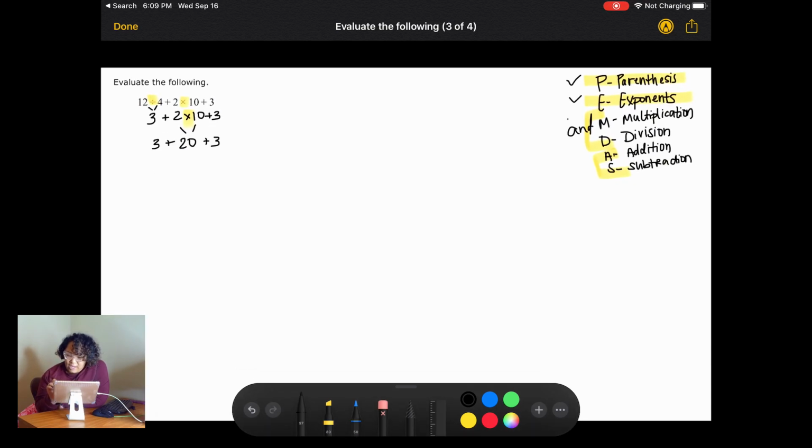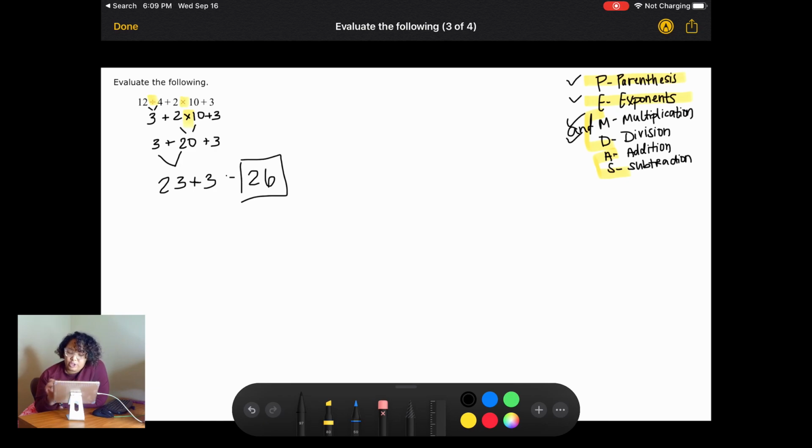Now, I've done multiplication and division. And then I can go to addition and subtraction. So, addition and subtraction then goes, well, there's no subtraction, so I don't have to worry about that. So that's 3 plus 20, which is 23, plus 3, which is 26. And that is it.